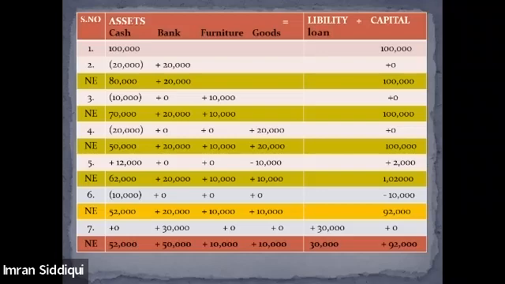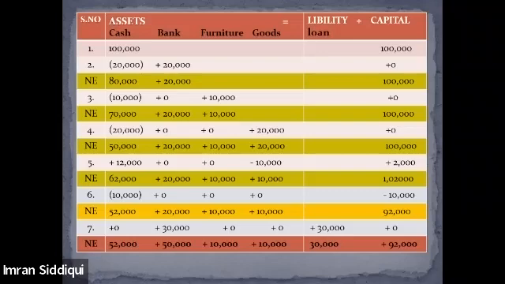Now, totaling both sides of the equation, we have on the asset side cash balance of 52,000, bank 50,000, furniture 10,000, goods 10,000. On the other hand, liability by way of loan 30,000 and the amount of capital is 92,000. So 92,000 plus 30,000 will be 1,22,000. And totaling 52 plus 50 plus 10 plus 10,000, we will also get 1,22,000 on the asset side. Got it? Is this clear to you now? Is this clear, everyone? Yes, sir. Kindly confirm. Okay, all right.